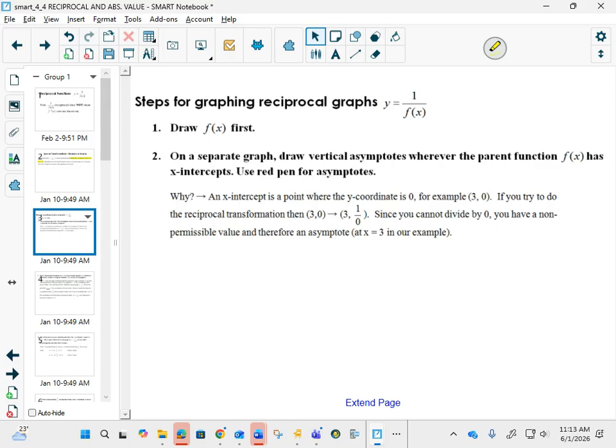you're going to get vertical asymptotes. Why? Because if you had a point 3 comma 0, and then your y value changed to 1 over 0, you have a non-permissible value. Non-permissible values we learned in chapter 2 are either going to be vertical asymptotes or holes. And in this situation, they will always be vertical asymptotes. So when we go to graph, and we're going to do some examples, that's going to be one of the main things.